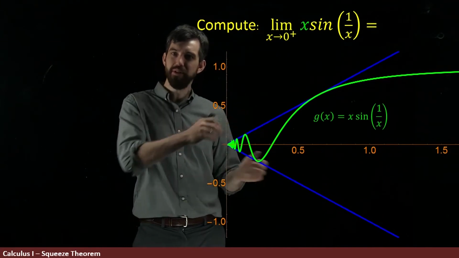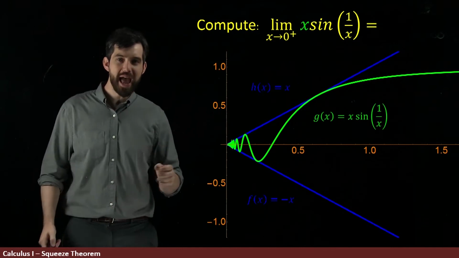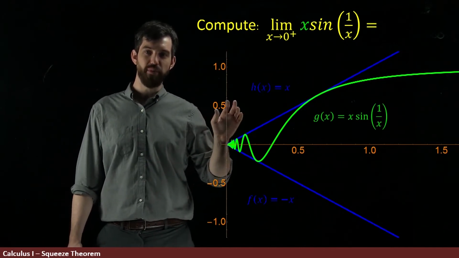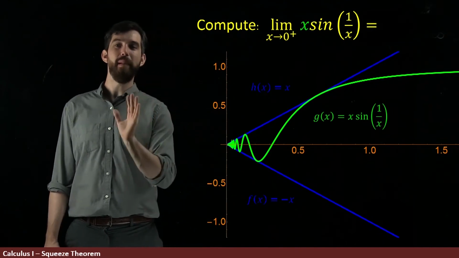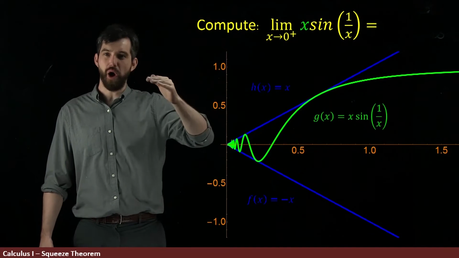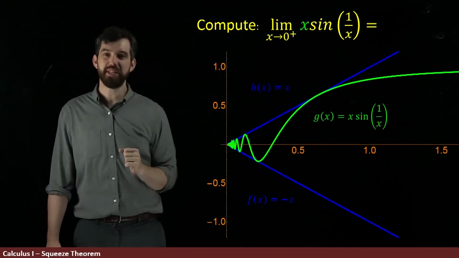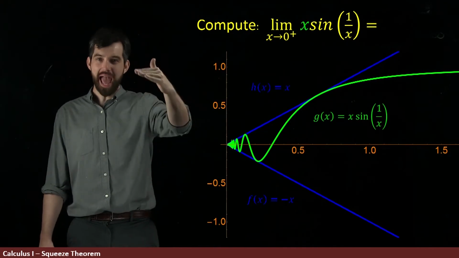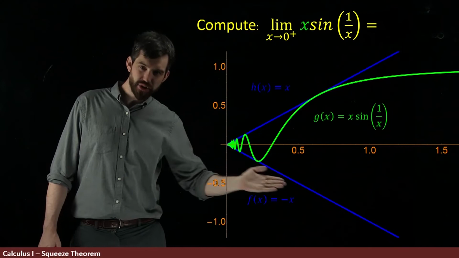And what I've put here in these blue, I call them envelope functions. What we have is one function which is just x, and another function which is minus x. And then because sine of 1 over x always is between +1 and -1, then x times sine of 1 over x is always between x and minus x. So that's why I draw this graph of x and this graph of minus x.